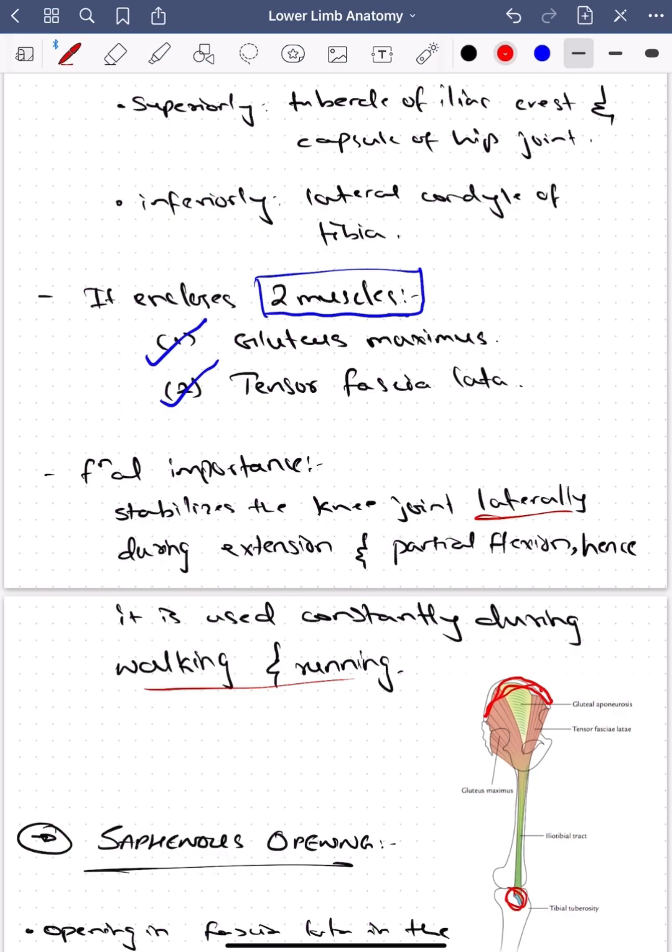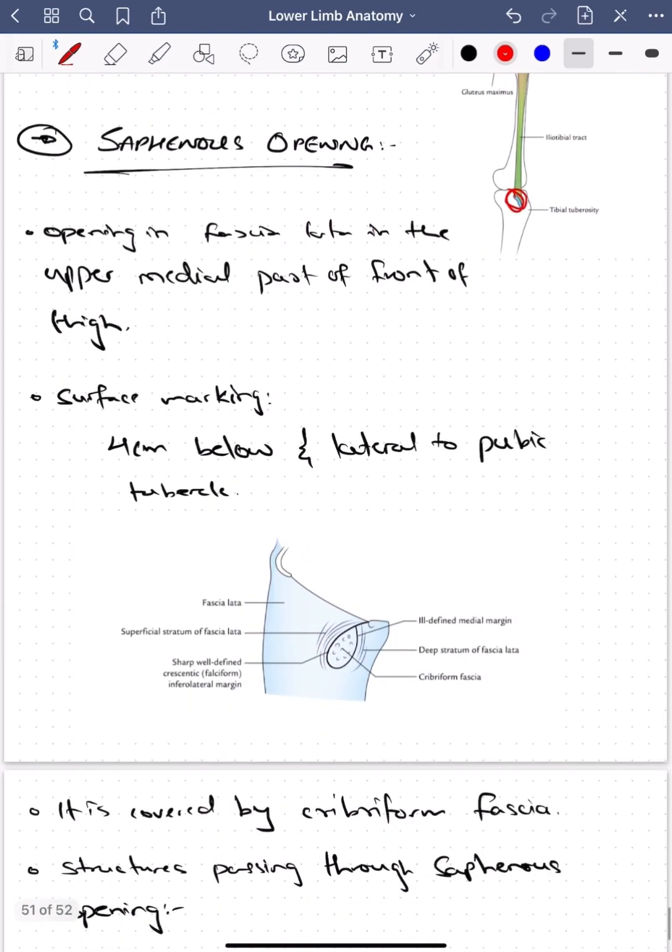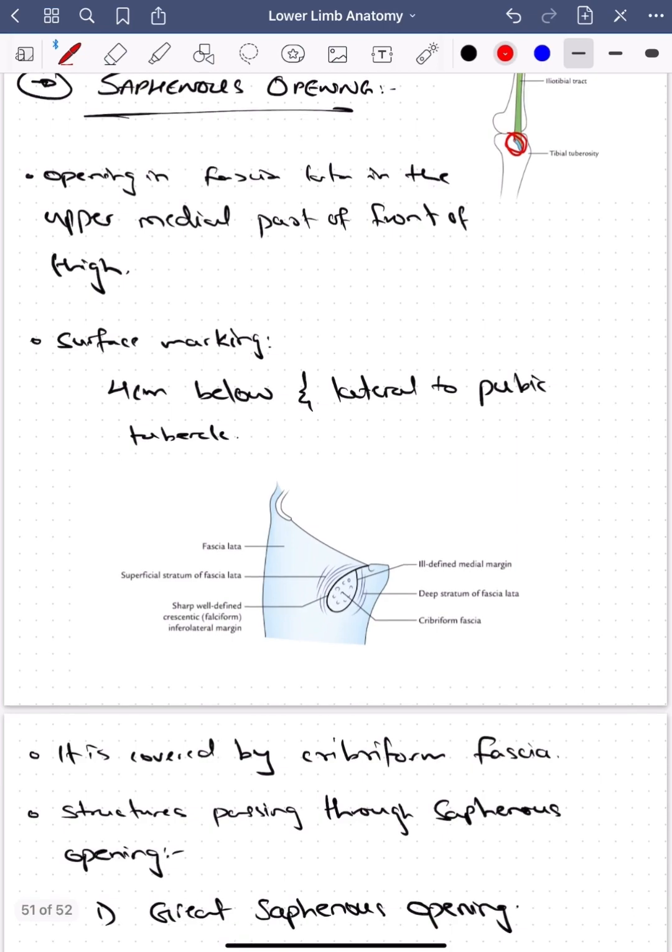Moving on, the saphenous opening. To visualize the saphenous opening, take a piece of paper and roll it on itself to make a loop or a hole. In the same way, the fascia lata folds on itself to form an opening called the saphenous opening.